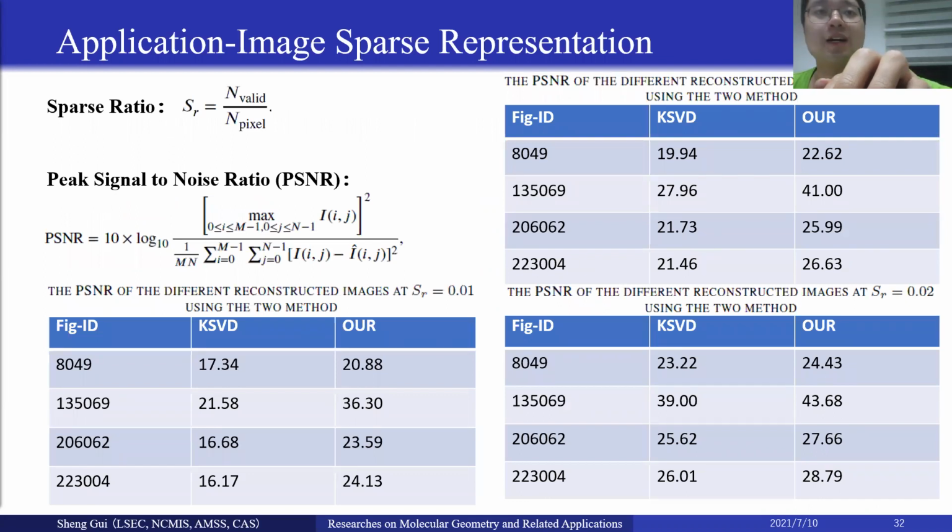To present the sparse level for imagery representation, we define the sparse ratio SR as this. And we make comparisons between our method and the KSVD method. In our experiments, we use the PSNR as the objective evaluation standard for image reconstruction quality, and it is defined as this.